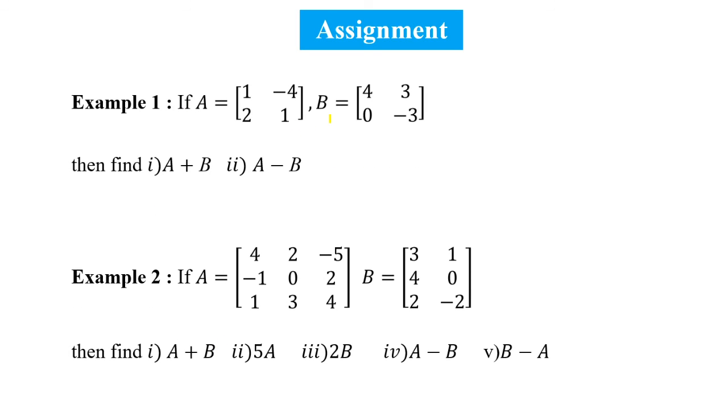some homework for you. In the example, A is a matrix of order 2, 1, minus 4, 2, 1, and B is a matrix of order 2, 4, 3, 0, minus 3. Find first A plus B and second A minus B.